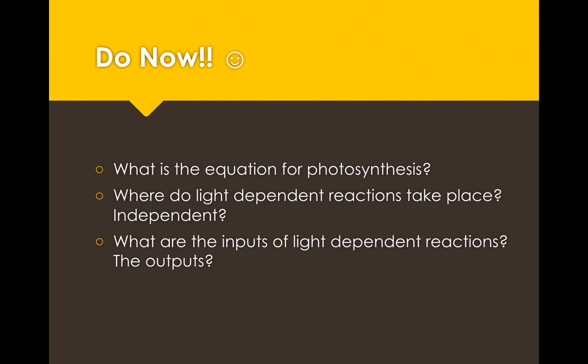So right now, I want you to think about what the equation for photosynthesis is and write it down. Where do light-dependent reactions take place? Where do light-independent reactions take place? And what are the inputs of light-dependent reactions and what are the outputs?